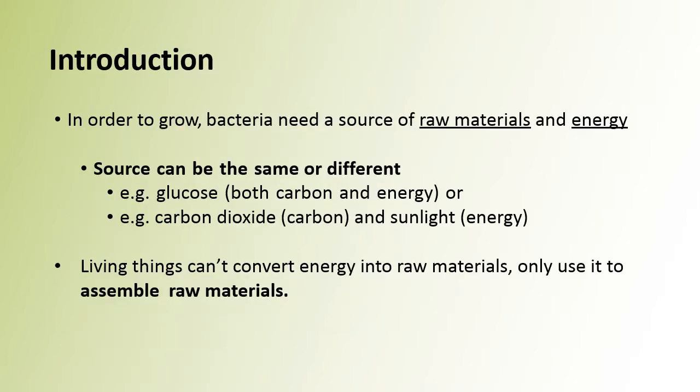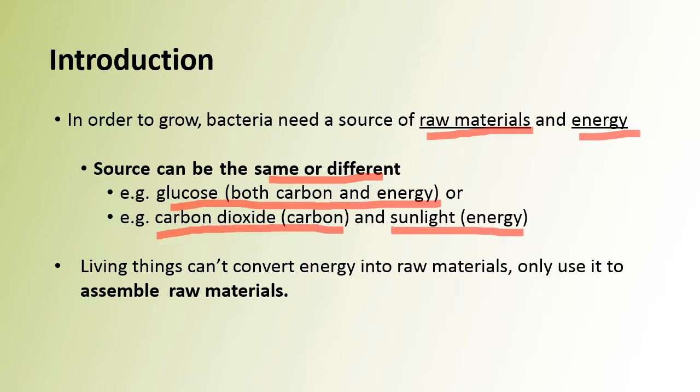Okay, introduction. In order to grow, bacteria need a source of raw material, which can be a carbon source, and energy. These sources can be the same or different. For example, glucose can function both as a carbon source and energy source. On the other hand, carbon dioxide can be a carbon source and sunlight is an energy source for bacteria. Living things usually can't convert energy into a raw material, therefore they use the energy to assemble raw materials.